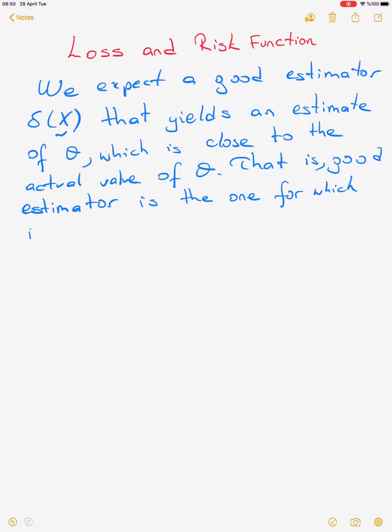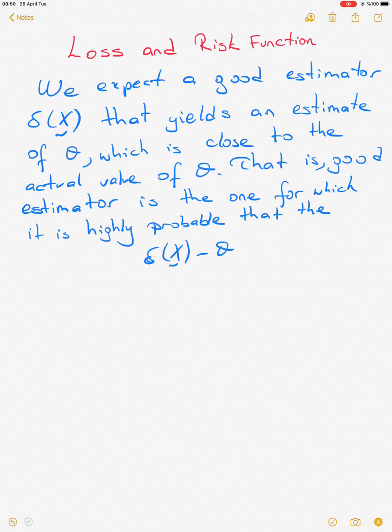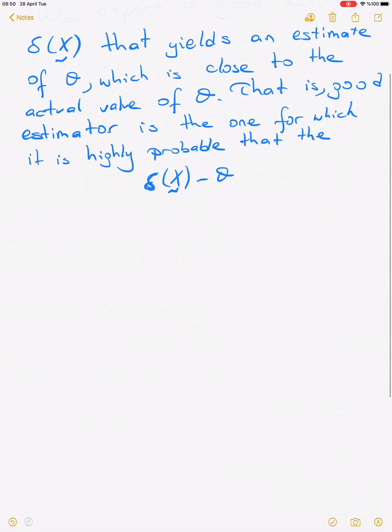So for which it is highly probable that the error is small. Basically those functions are mainly based on this error function, delta x minus theta. Okay, so we have to define some loss functions based on this principle, and where this expected difference is minimum, our estimator delta x will be the best estimator.